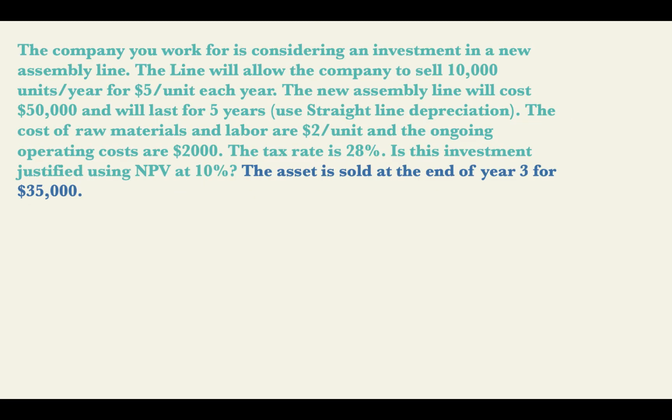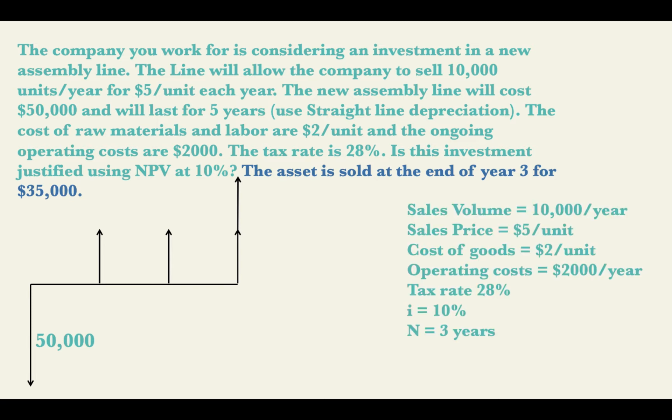So we're going to look at this example, which we looked at before, but I've added to that. The asset is sold at the end of year 3. So instead of a 5-year project, we have a 3-year project. Depreciation is still continued on a 5-year. The assembly line will last for 5 years, but we're going to sell it in year 3 for $35,000. This is a salvage value at the end of the life of the project. So now the project looks like this. We have $50,000 investment, we have 3 years of cash flow, plus we have a salvage value at the end.